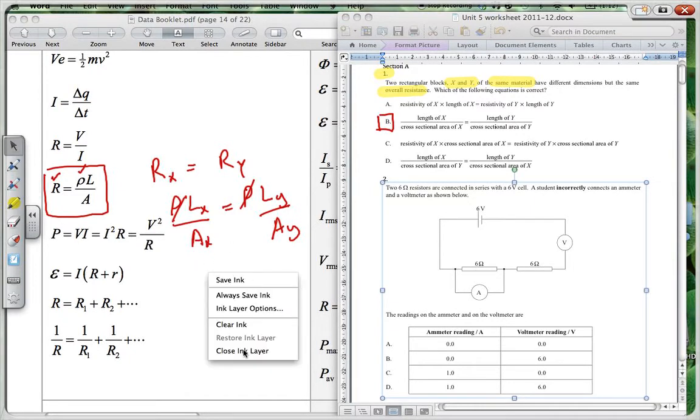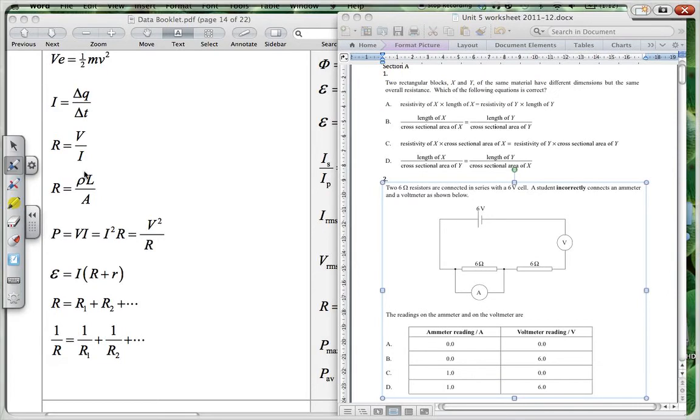Okay, going on to question 2. It says two 6 ohm resistors are connected in series with a 6 volt cell. A student incorrectly connects an ammeter and a voltmeter as shown below. So we've got the voltmeter in series. Now a voltmeter is very high resistance. It's actually got infinite resistance, an ideal voltmeter. And your ammeter has got very low resistance.